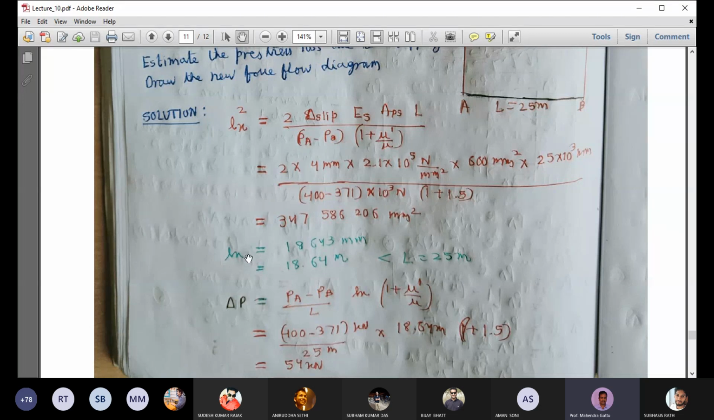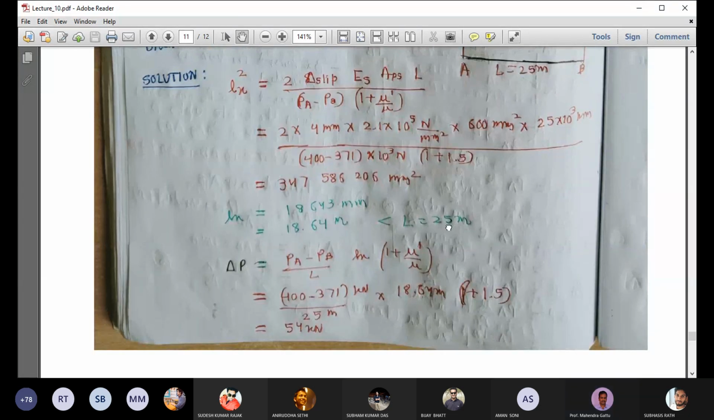So we see that the length over which slip will occur is about 18.64 meters, which is less than the length of the cable. So in this problem, it is less than the length of the cable. What will happen if it is greater than the length of the cable? I'll give one homework there. You can think about it. I'll give a problem where this Lx will exceed the cable length, and you have to think how to analyze the problem. I'll give it in the Moodle homework. Okay, so for this problem, we are safe. We have Lx as 18.64 and it is less than 25 meters.